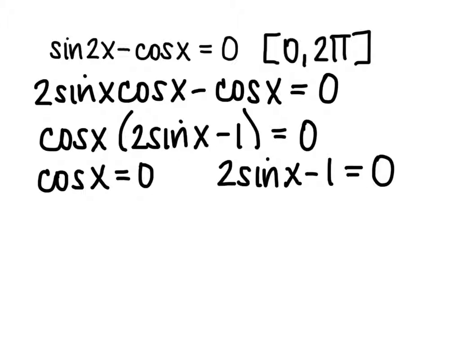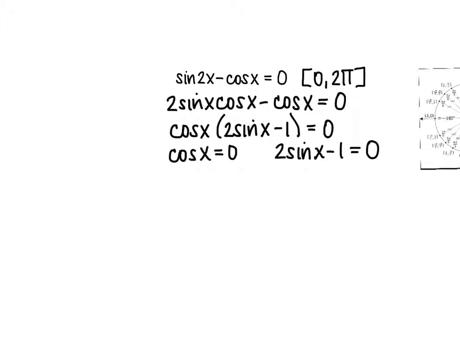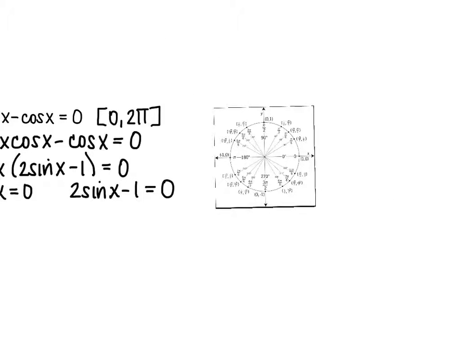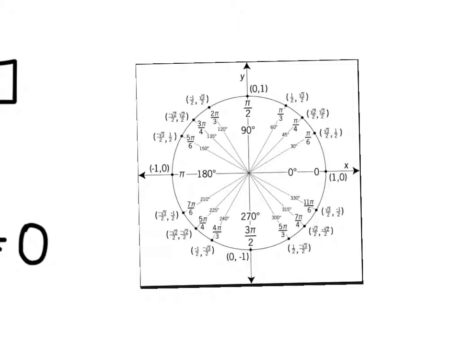So I need to look at my unit circle. What values for x are going to give me 0? I'm looking from 0 to 2 pi. I notice that at pi over 2, I have a 0 in the x-coordinate, and at 3 pi over 2, I also have a 0 in the x-coordinate, which deals with cosine.